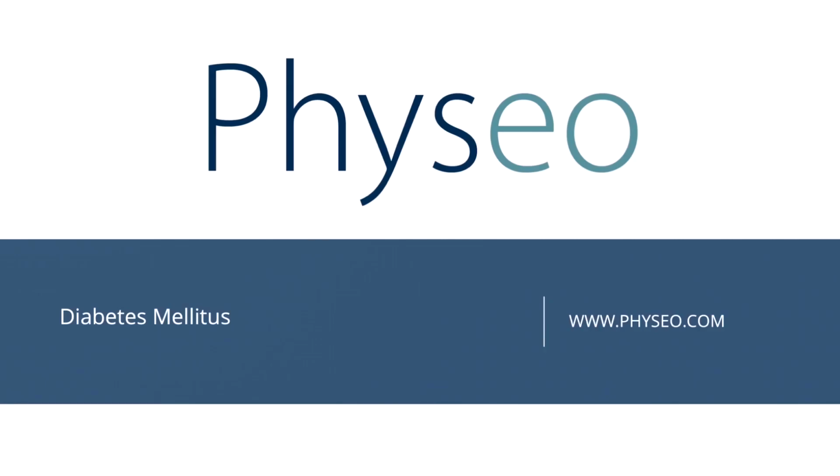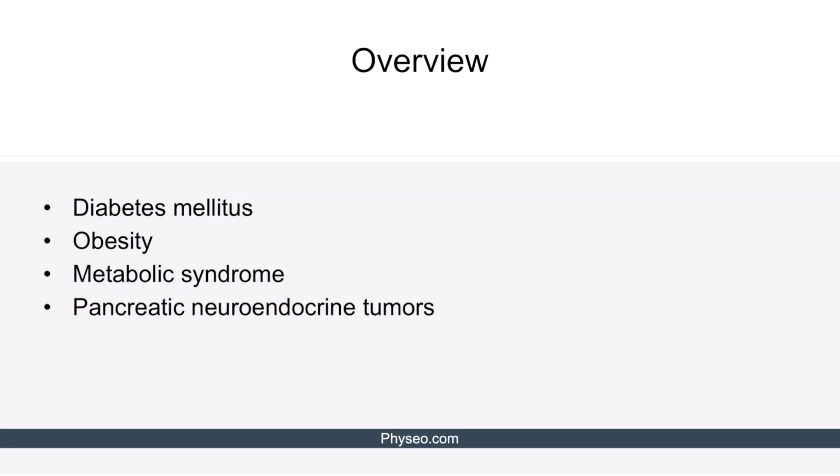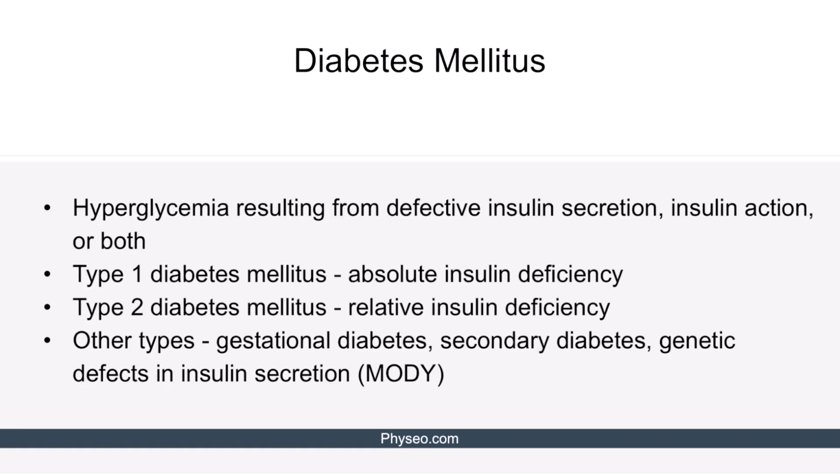Let's get started. Here's an overview of what we'll be discussing in this video. We'll go through diabetes mellitus, obesity, metabolic syndrome, and various pancreatic neuroendocrine tumors. Let's start with diabetes mellitus.